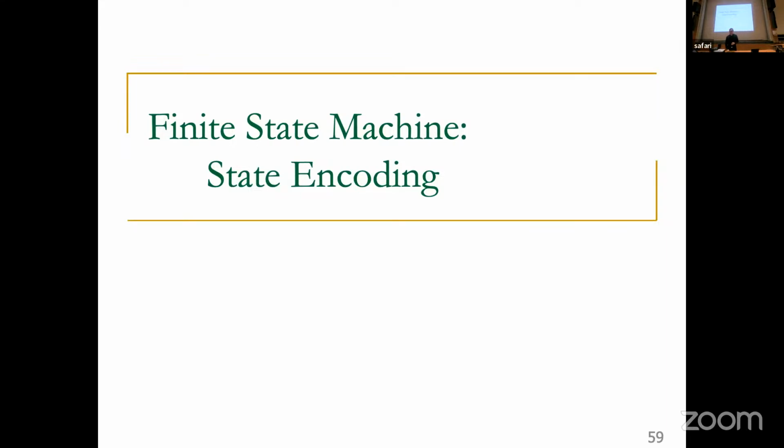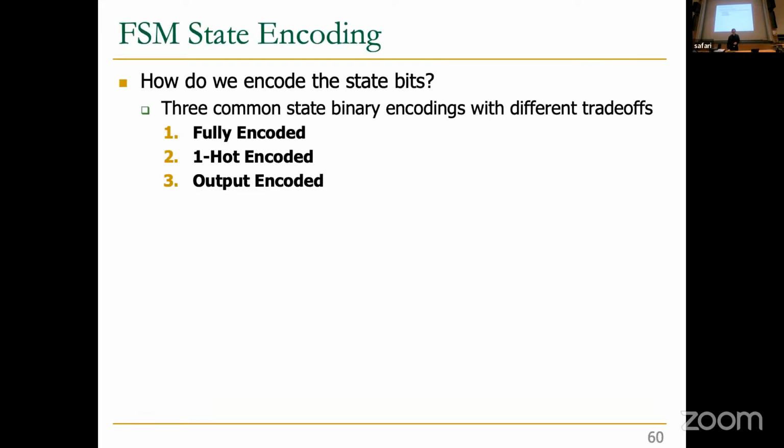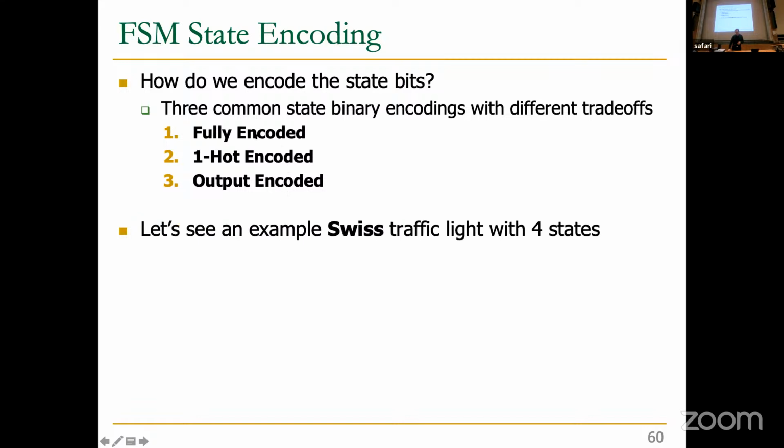Okay, so state encoding. We just assumed some state encoding. How do you encode the states? And then we just assumed some output encoding. How do you encode the outputs? Basically, there are three common ways of encoding states with different trade-offs. I will not go into a lot of trade-offs over here, since this is not a logic synthesis or design optimization course. But just to give you an idea, they're fully encoded, one-hot encoded, and output encoded. Fully encoded also means binary encoded.